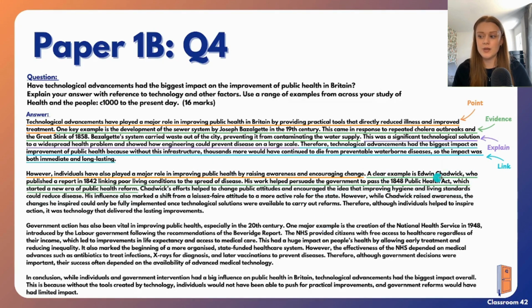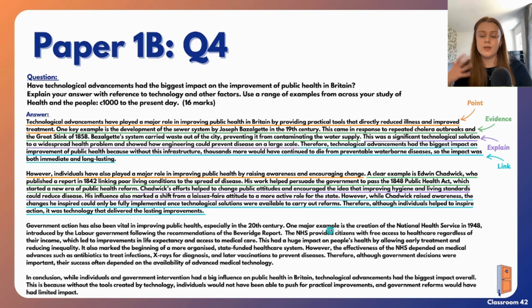Here we're talking about Edwin Chadwick, who published his 1842 report on living conditions, which helped persuade the government to pass the Public Health Act, which started a new era of public health reform. We're going to explain why this was significant. So Chadwick's efforts helped to change the public attitudes and encourage the idea that improving hygiene and living standards could reduce disease. It also marked a shift from laissez-faire attitudes to a more active role.